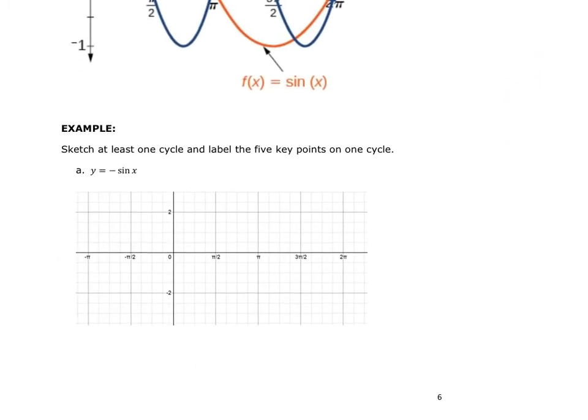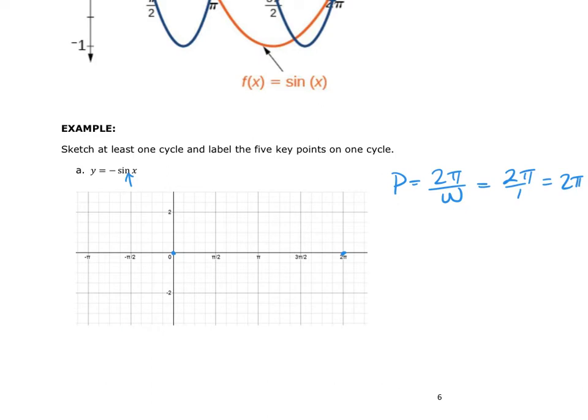So let's go ahead and take a look at our first example, and they're asking us to sketch at least one cycle and label the 5 key points for one cycle. So let's talk about what this negative does. What the negative does is just a reflection across the x-axis. So what we learned before in Precalc 1 in terms of transformations of graphs still holds true here. My period is still going to go from 0 to 2 pi, so my period does not change. My period is 2 pi divided by my omega. In this case, my omega is 1, so I just have 2 pi divided by 1, which is still just 2 pi.